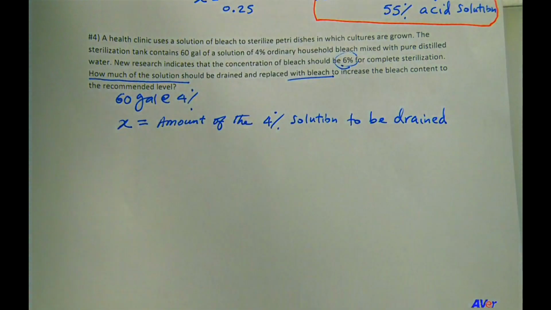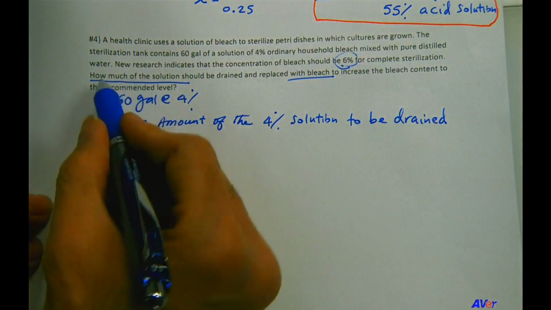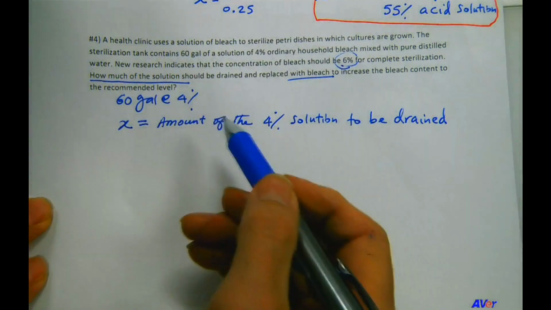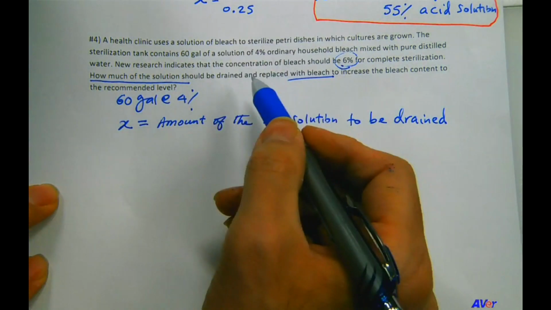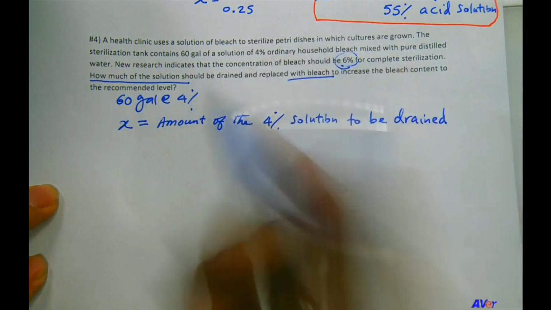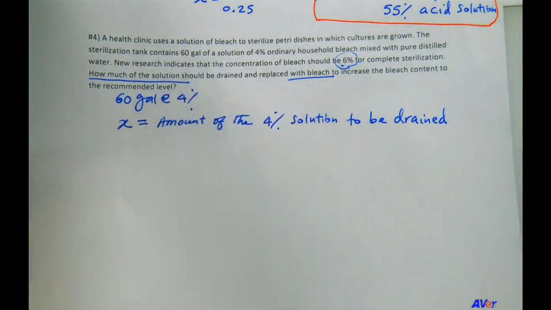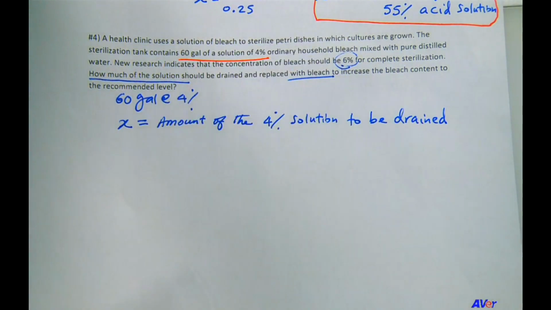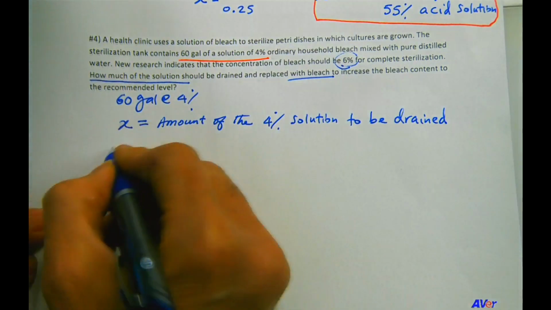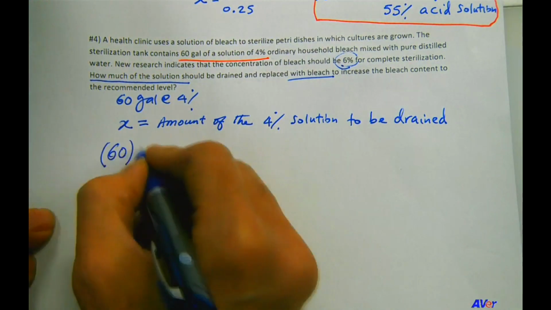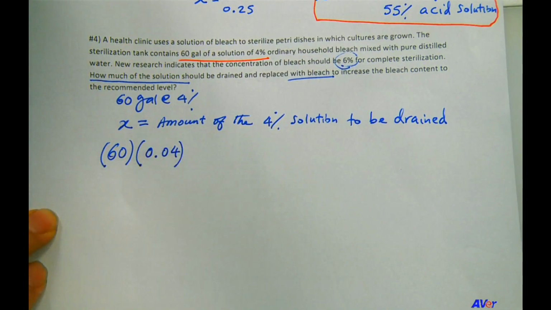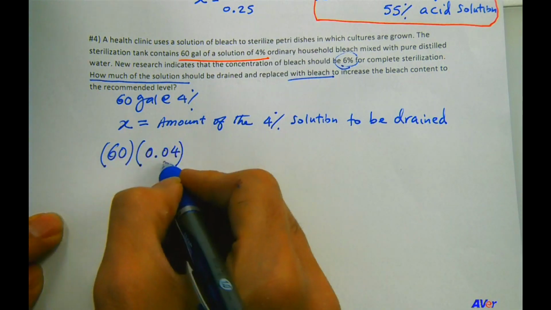Okay? That's what X is, and that's what we're looking for. Okay, now we're ready to set up this equation. So originally, what do we start with? We start with 60 gallons of 4% solution, right? Let's translate that into symbolic form. So 60 gallons of solution at 4%. Okay, 60 gallons of that.